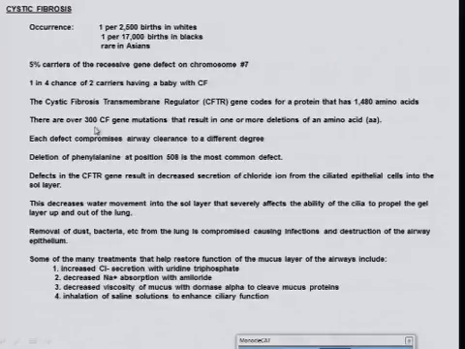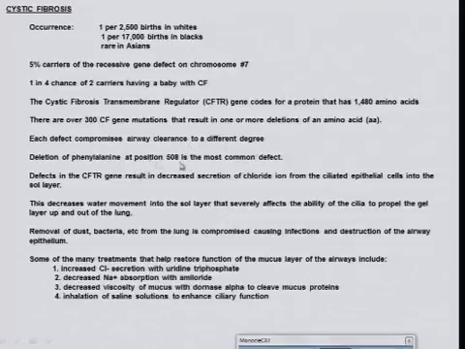There are over 300 CF gene mutations. So there's a wide variety of different mutations that can occur, and sometimes you can have one or more of these deletions. And each defect compromises airway clearance to different degrees, as I mentioned.